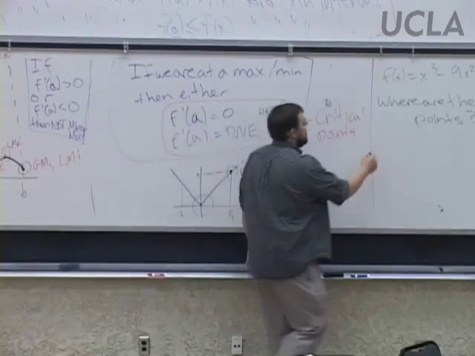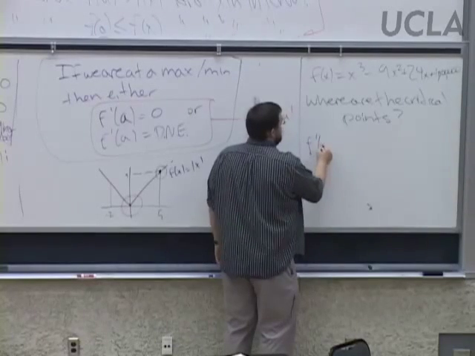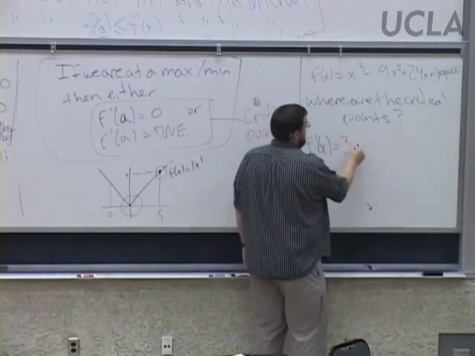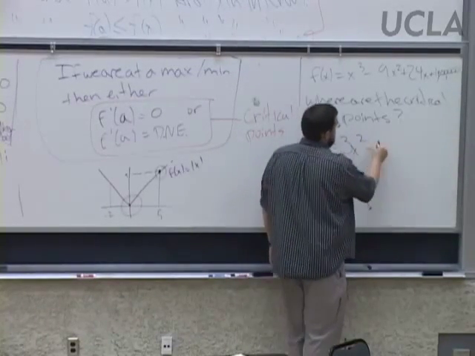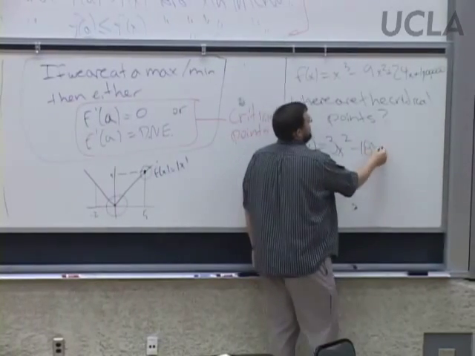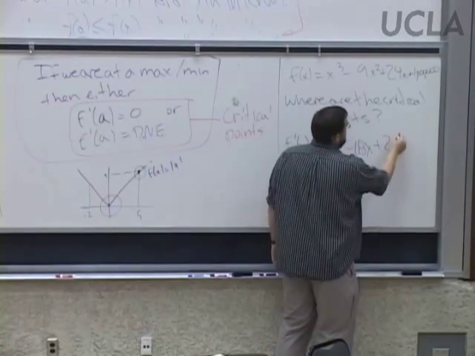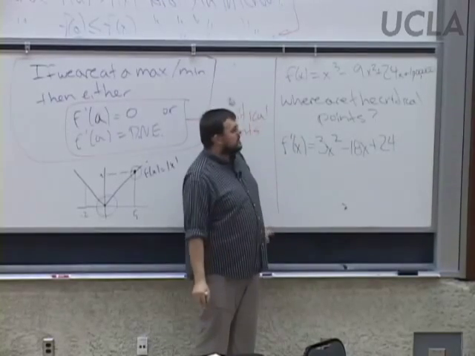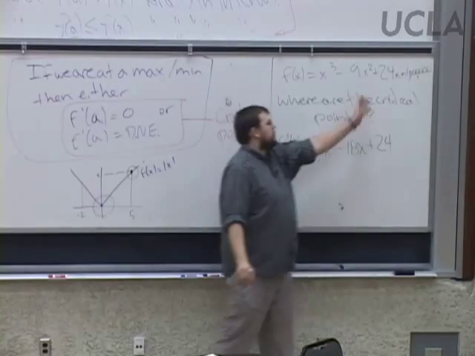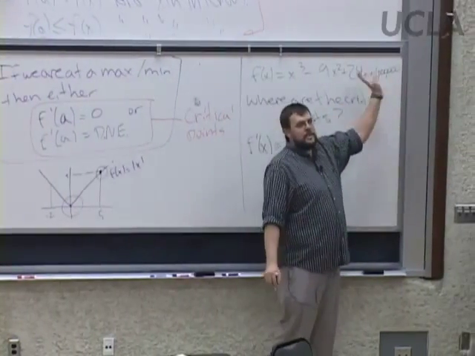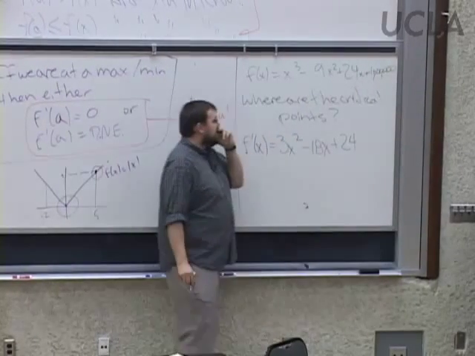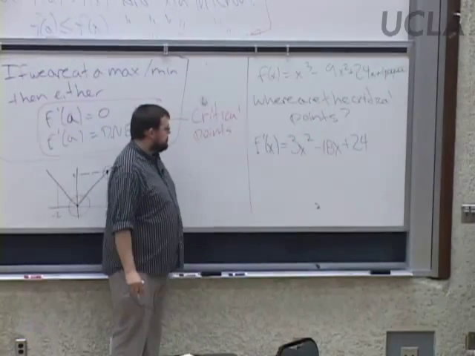OK, so we take the derivative. What's the derivative of x cubed? 3x squared, derivative of 9x squared, 18x, derivative of 24x, 24. And, of course, the derivative of 1,000,000, 0, which is why it's not important what number I put here. I could have put any number here. That number doesn't affect where the critical points are.